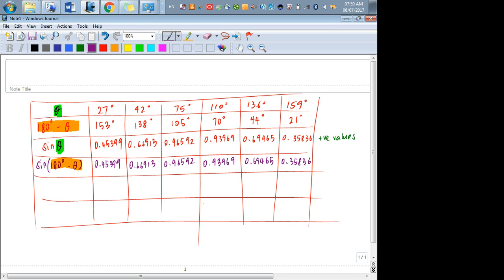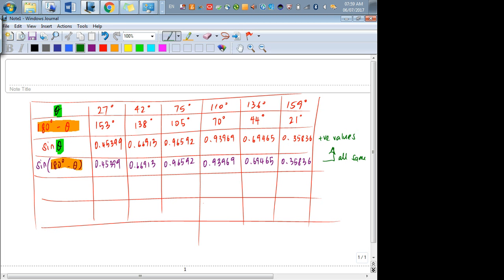Okay, done? What do you notice? Yeah, they look the same, huh? All same. What do you conclude from this? Does that make sense to you? Sine 180 degrees minus theta is actually the same as sine theta. Why does it make sense?